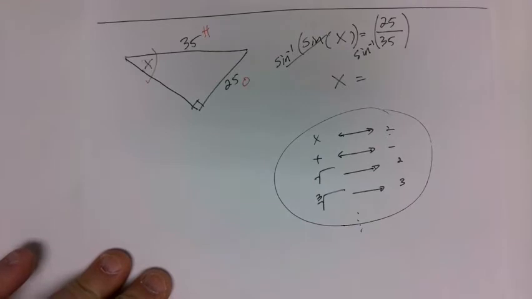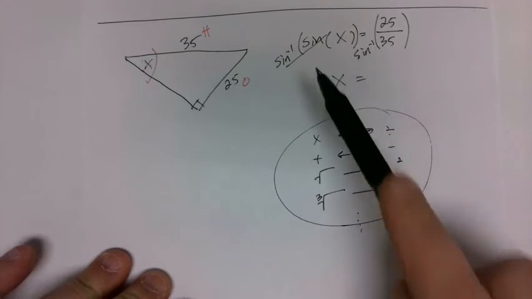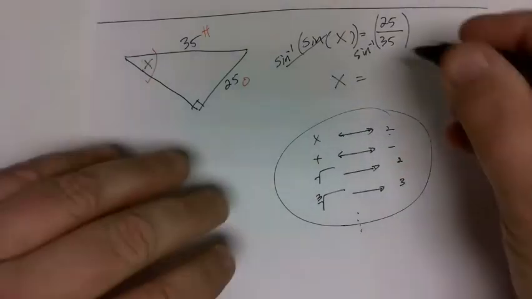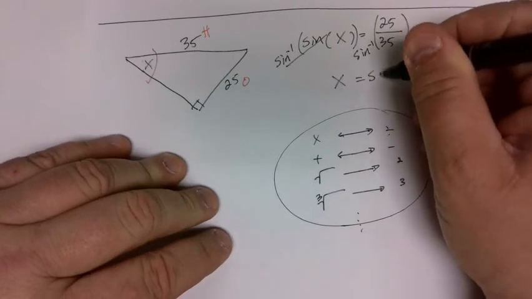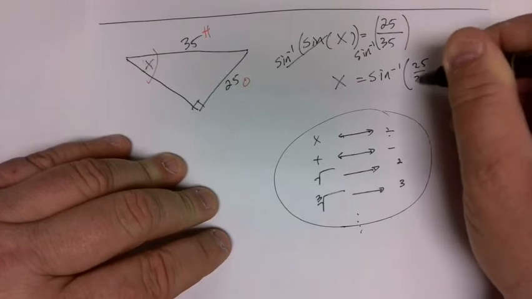If this was a cosine, I would take the inverse cosine. It's a cosine with a -1. If this is a tangent, I take the inverse tangent. That's tangent with a little -1. And I have to do it on both sides, just like we do in solving every other equation we've ever dealt with. And so I end up with x equals the inverse sine of 25 over 35.